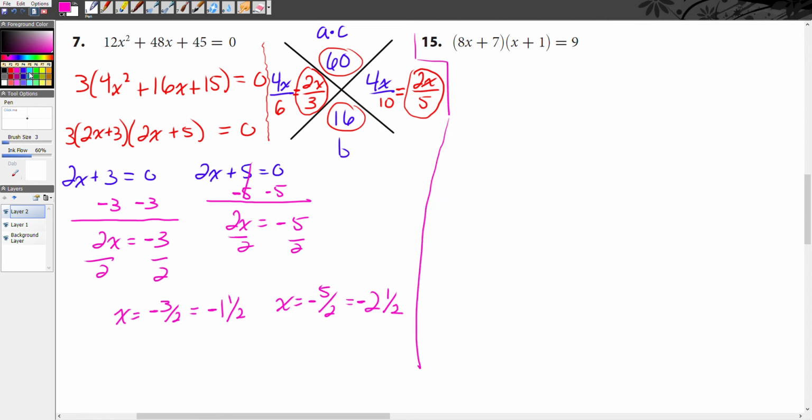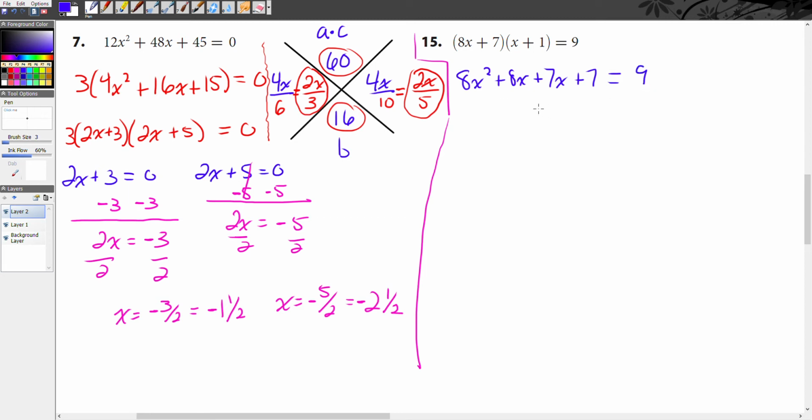Number 15. So if you take a look at this one, what do you think is going to be the first step that we have to perform here? We're going to have to FOIL. Before we do anything else here, we're going to have to FOIL. Okay? So we say, okay, 8x times x, that is 8x squared. 8x times 1, that's 8x. 7 times x, that's 7x. And 7 times 1, that's 7, equals 9.